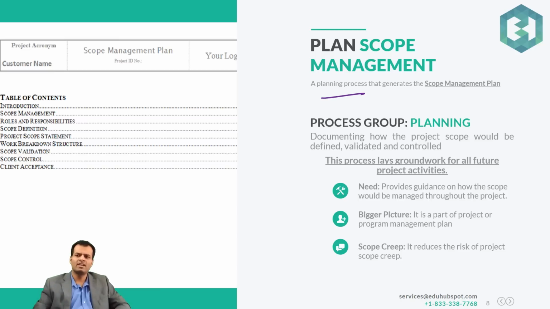So it's a planning process that generates the scope management plan, and we'll also get the requirements management plan as an output. It will document how the project scope will be defined, validated and controlled. Again, as I told you earlier, this is all about how you will define, how you will create the WBS, and how you will make sure that if there are any changes to that scope, you are managing and controlling them. All of those things are first planned, and they are planned in your scope management plan. This process will lay the groundwork for all the future activities.